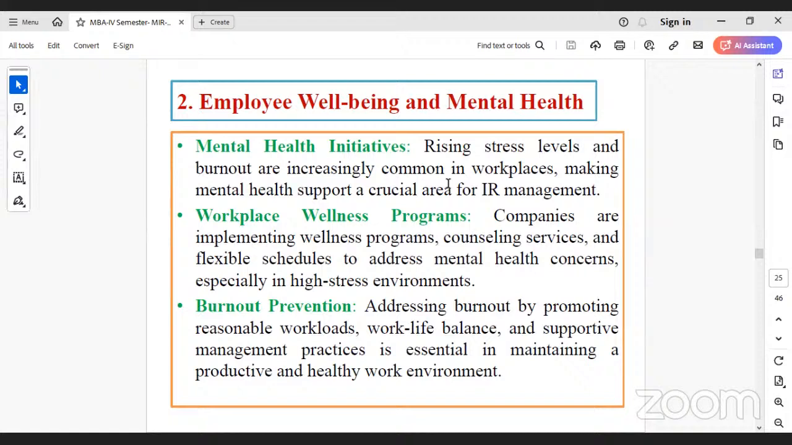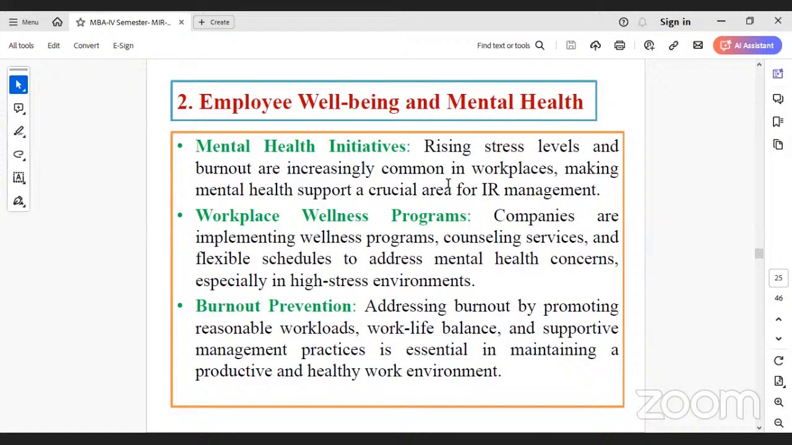Workplace wellness programs. Companies are implementing wellness programs, counseling services, and flexible schedules to address mental health concerns, especially in high stress environments. So, in workplace wellness, sometimes people get stuck with their work. They don't get proper medical service, because the company has to provide that work culture and implement a work activity.